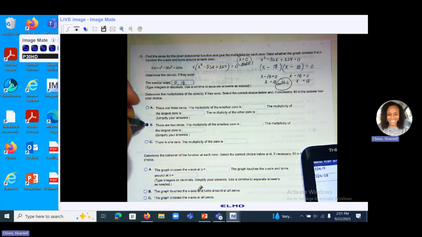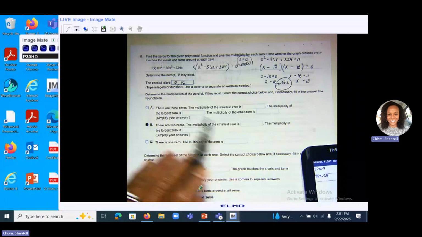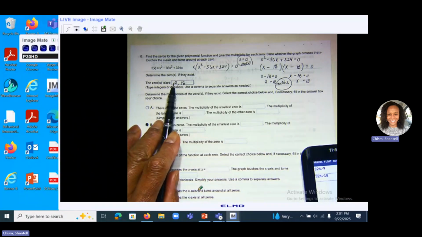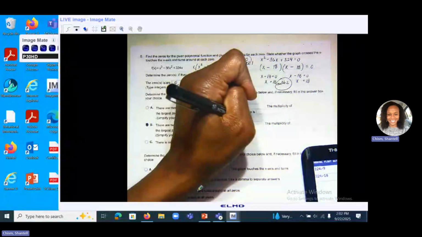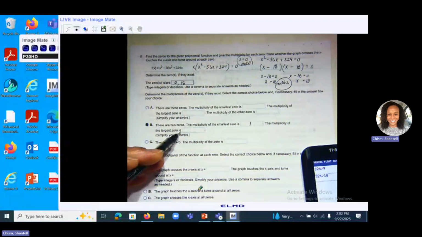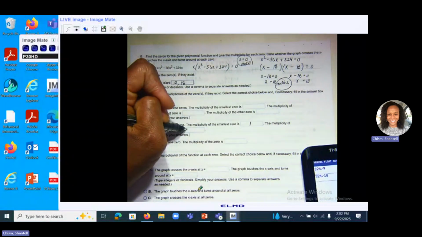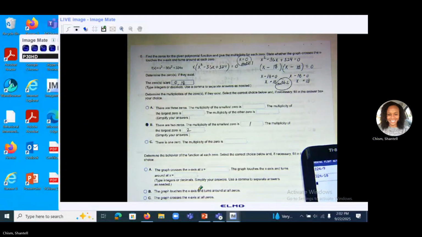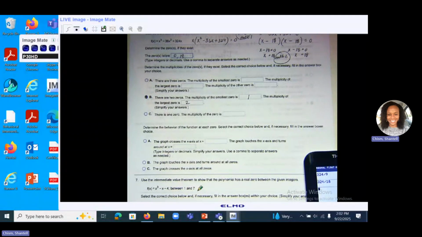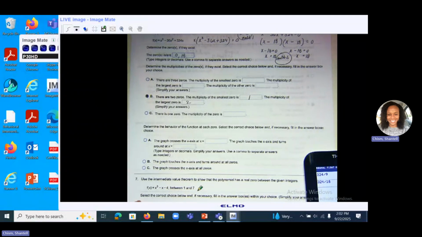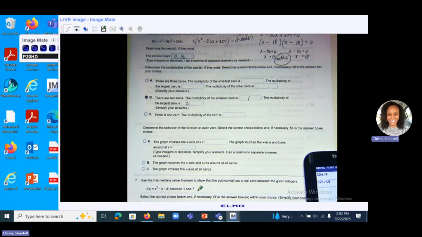There are two zeros. The smallest zero, which is 0, has a multiplicity of 1. The multiplicity of the largest zero is 2. And then looking at the behavior at each, the graph will cross the x-axis at 0, and it will touch and turn at 18.